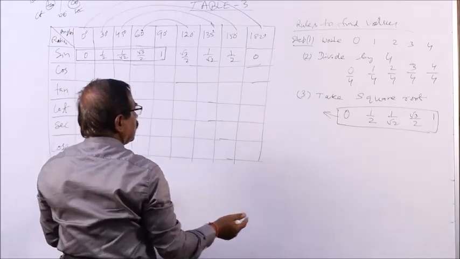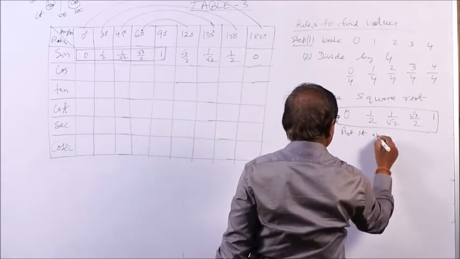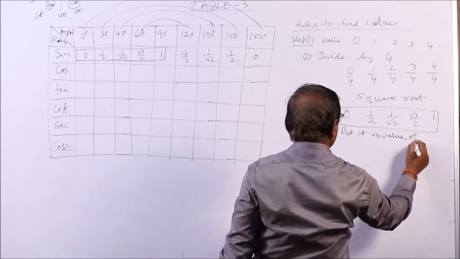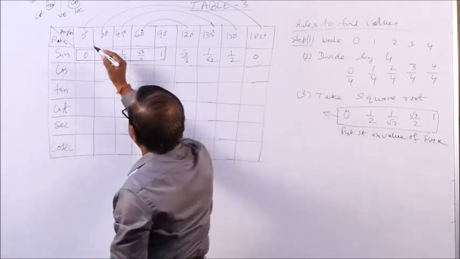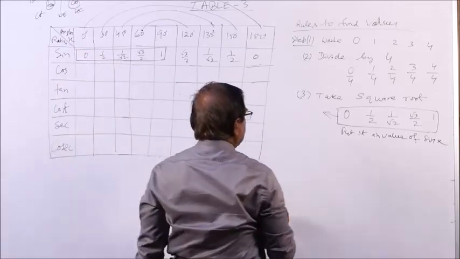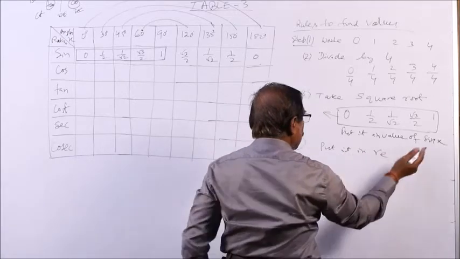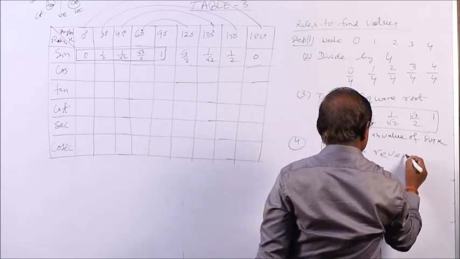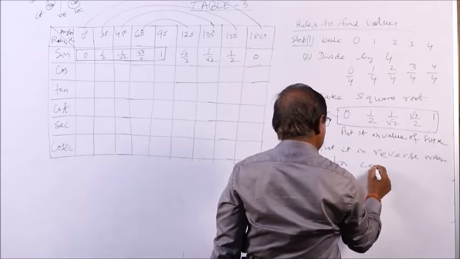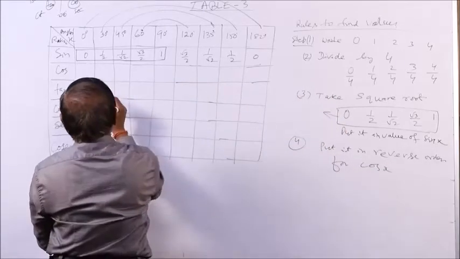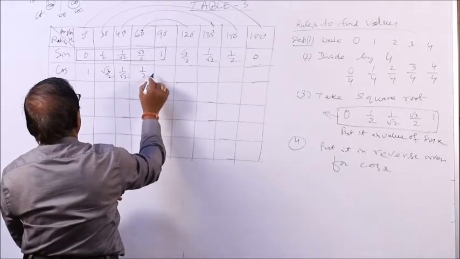Now, please put it in the value of sine, say x or whatever I like, sine x. Put it in reverse order for cos x. That means you put the reverse order, that is 1, root 3 by 2, 1 by root 2, half and 0.